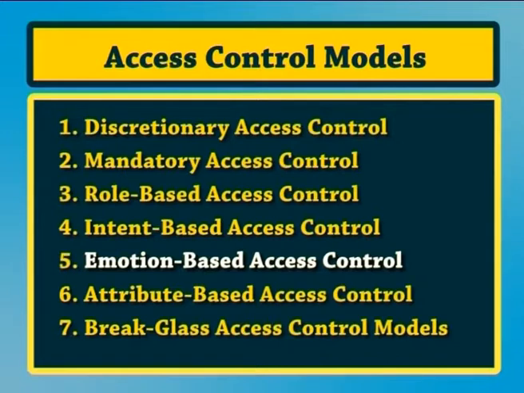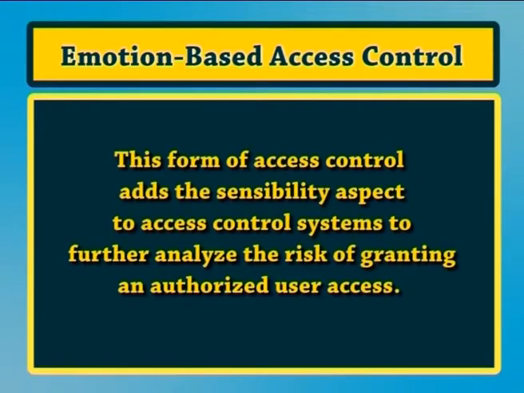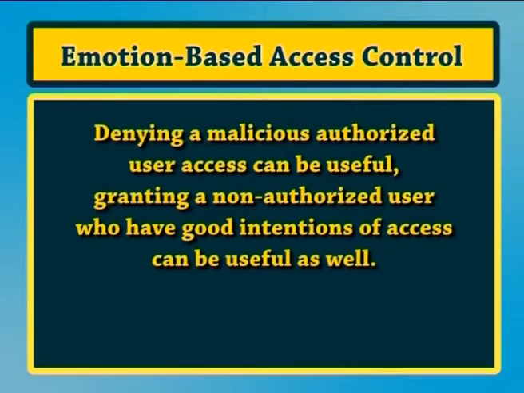Sixth access control model is emotion based access control model. Emotion based access control detects the emotion of the user requesting access in order to form an access decision. This form of access control adds the sensibility aspect to access control systems to further analyze the risk of granting an authorized user access. A user who has a high level of anger and might cause damage if granted access, as well as denying a malicious authorized user access, can be useful.